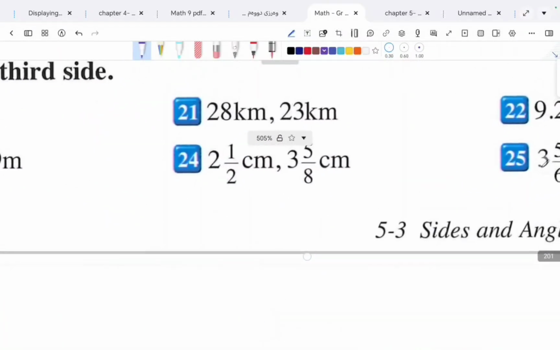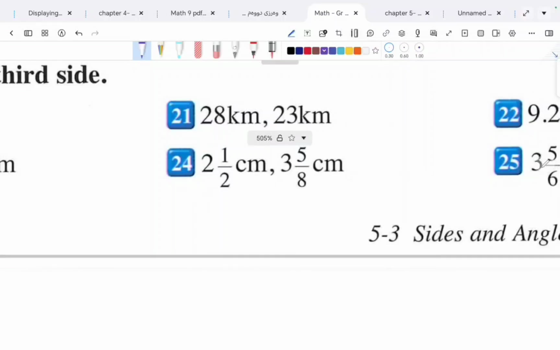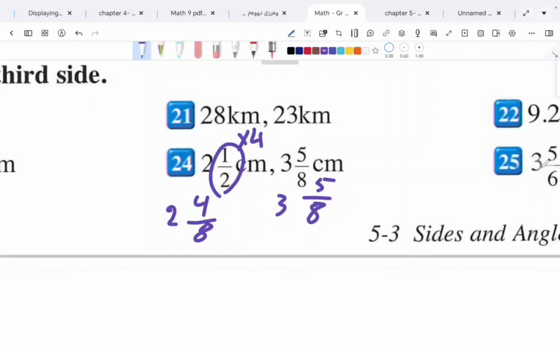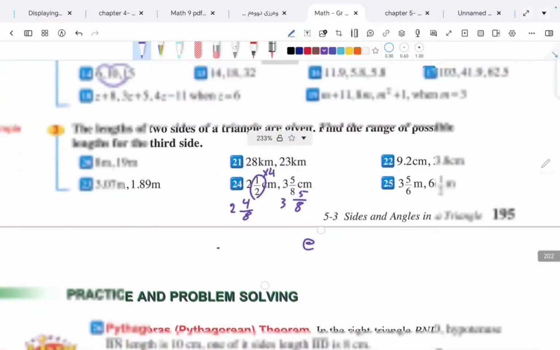Okay, question 24. You can change directly to decimal, or you can make it the same denominator. This one multiplied by 4, it will be 24 out of 8. The other one, it is 35 out of 8. Okay, subtract them, then add them, then change to decimal again.